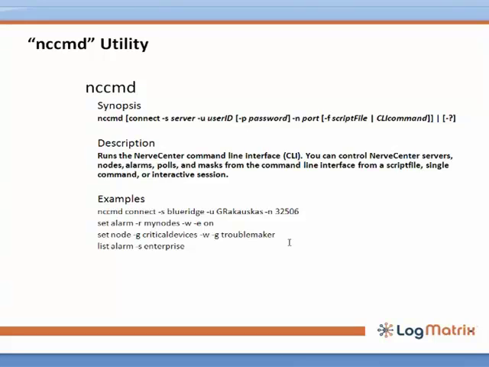-N with a port. The port that you need to remember is 32506. 32506 is the command line port, so that would be -N space 32506. And then you can pass it a script file or a set of command line commands, or you can sit there and type the commands yourself, or you can build the commands by doing a -? and reading the help that's online for it. What kind of things can you do?